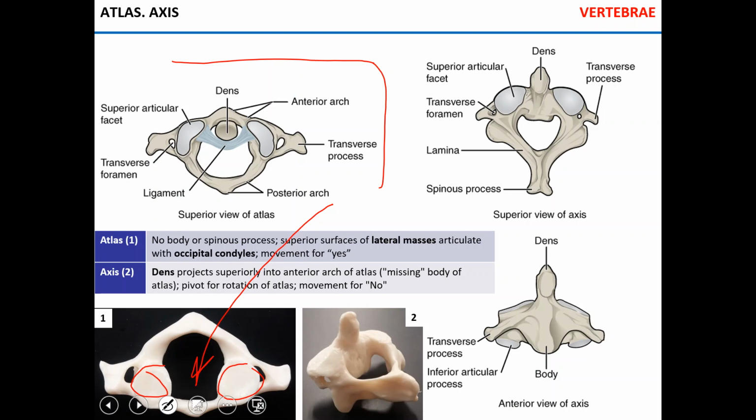Now, the body of atlas essentially migrated to C2 axis in the form of that protrusion or process called dens. This is how atlas and axis articulate. You can see dens sticking out where otherwise would be a body of atlas, and the annular ligament provides the link between the atlas and the axis. So axis is C2, and atlas essentially can rotate, can pivot around dens, allowing you to say no.